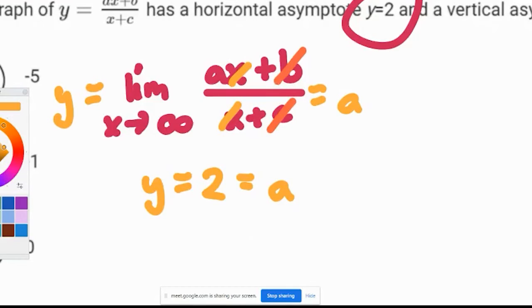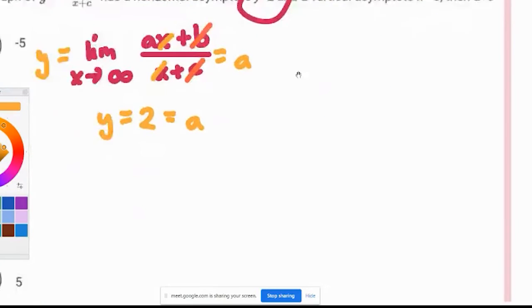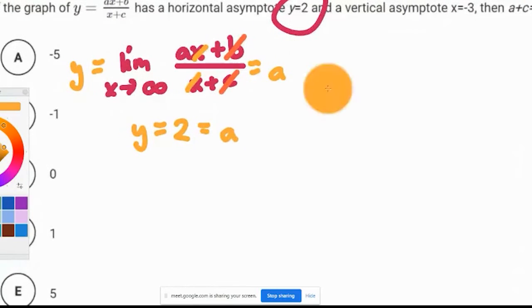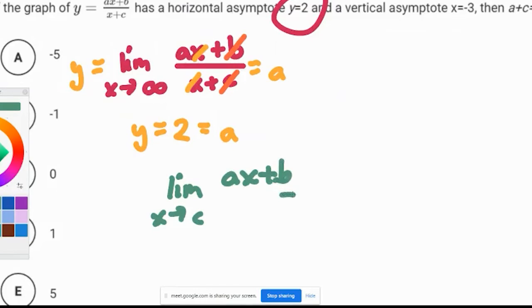Okay, and if you remember, we're looking for a + c. So we have the a part down. Now we need to figure out the c. Okay, it says the vertical asymptote is x = -3. So that means the limit as you approach -c for (ax + b)/(x + c) here. a is also 2, so I'm going to cancel that out and put a 2 in there. This should be equal to either positive or negative infinity.